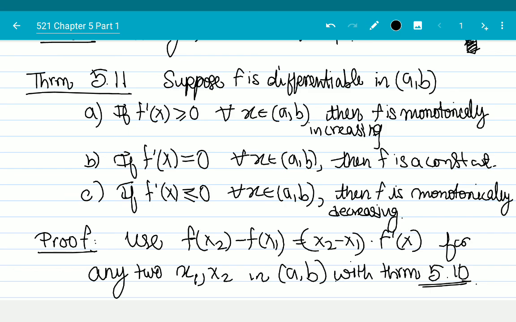Okay, so I'm going to stop here. This is the mean value theorem. It's a really good theorem, and we have the result that if your derivative is positive or negative, the function is monotonically increasing or decreasing. Okay, let's stop.